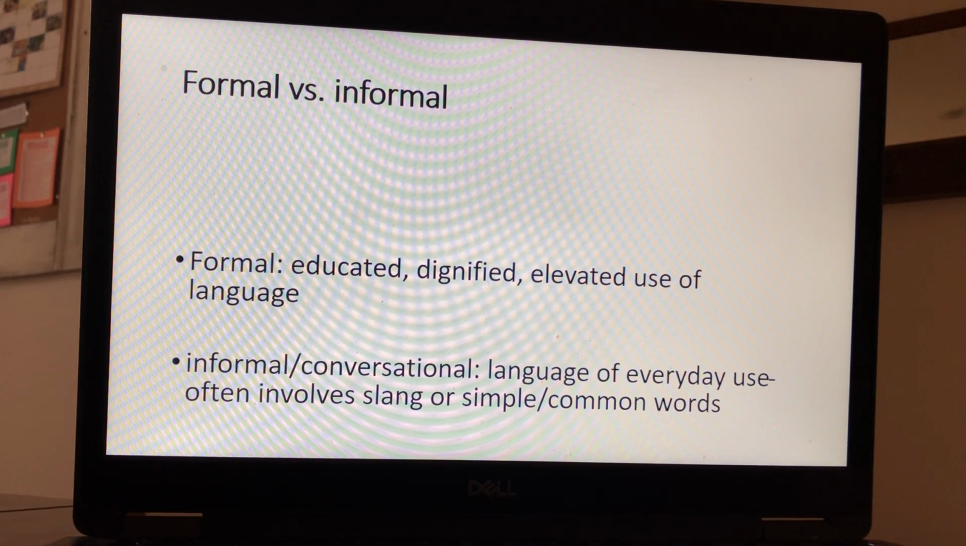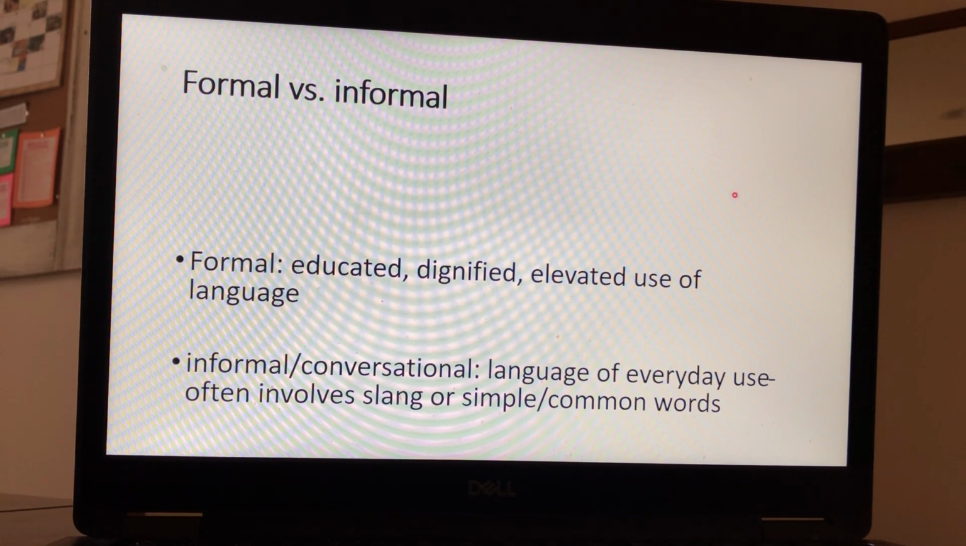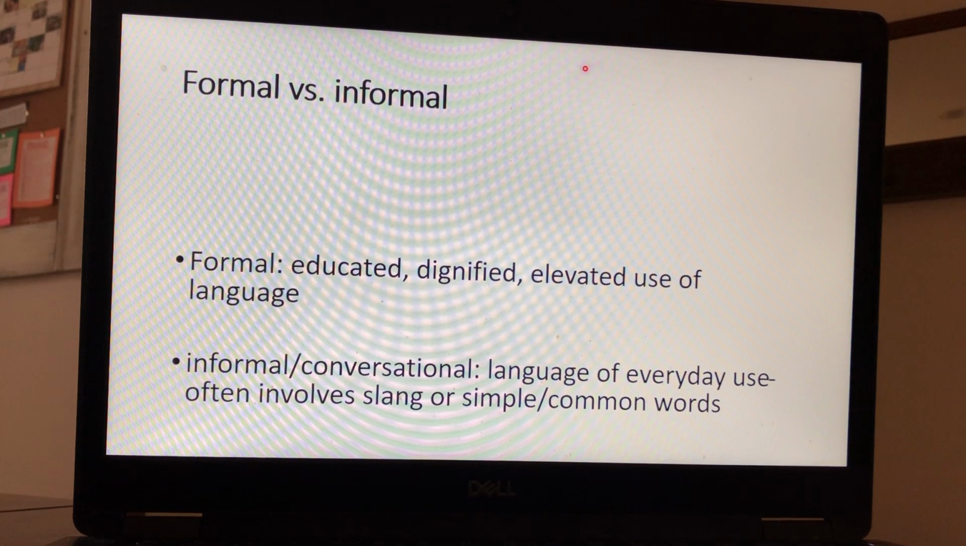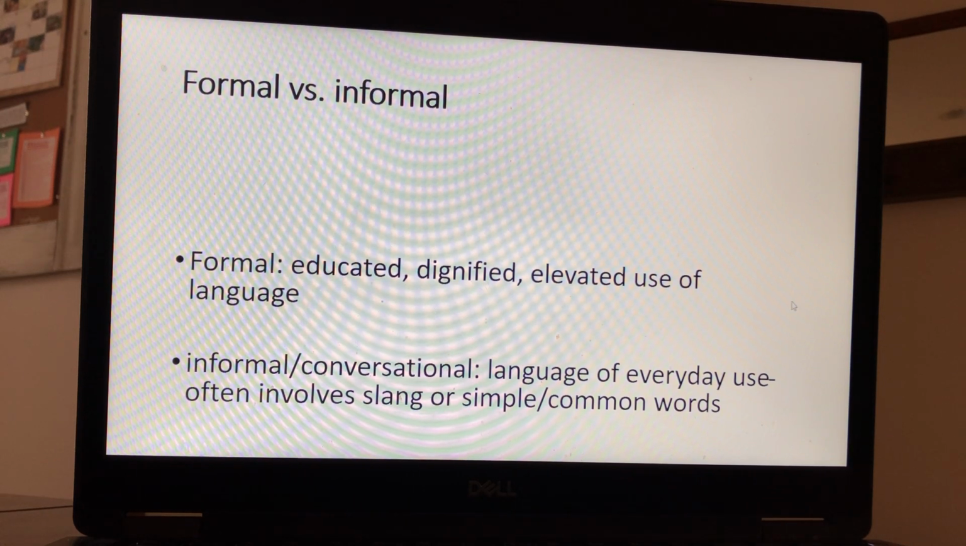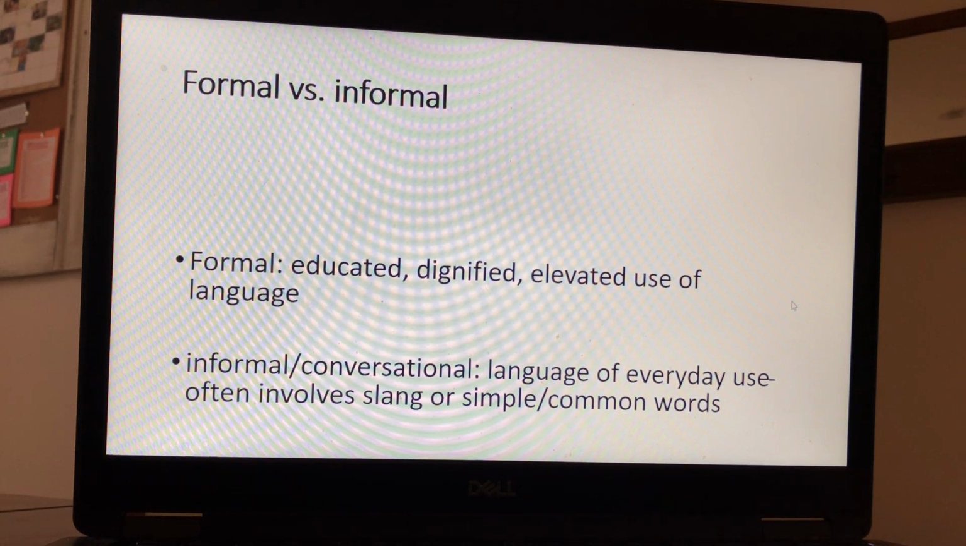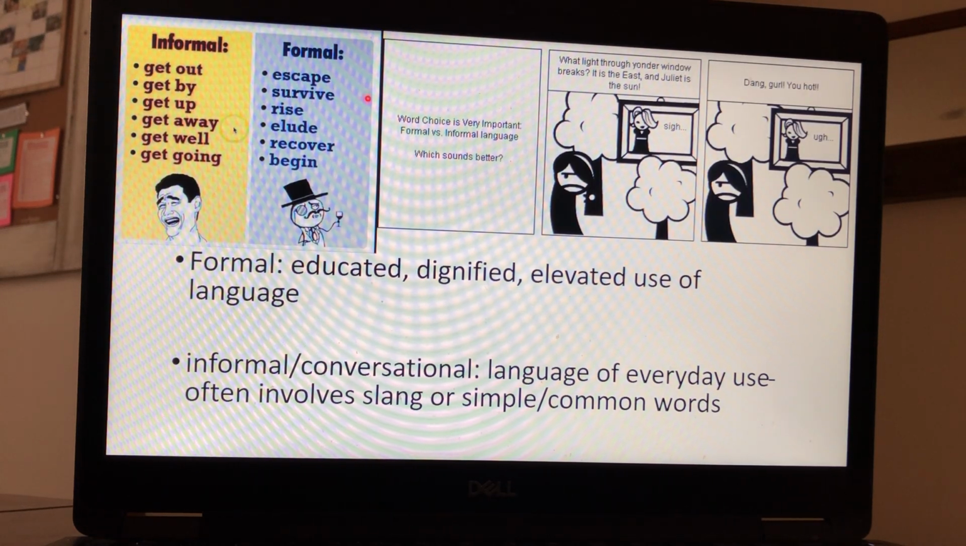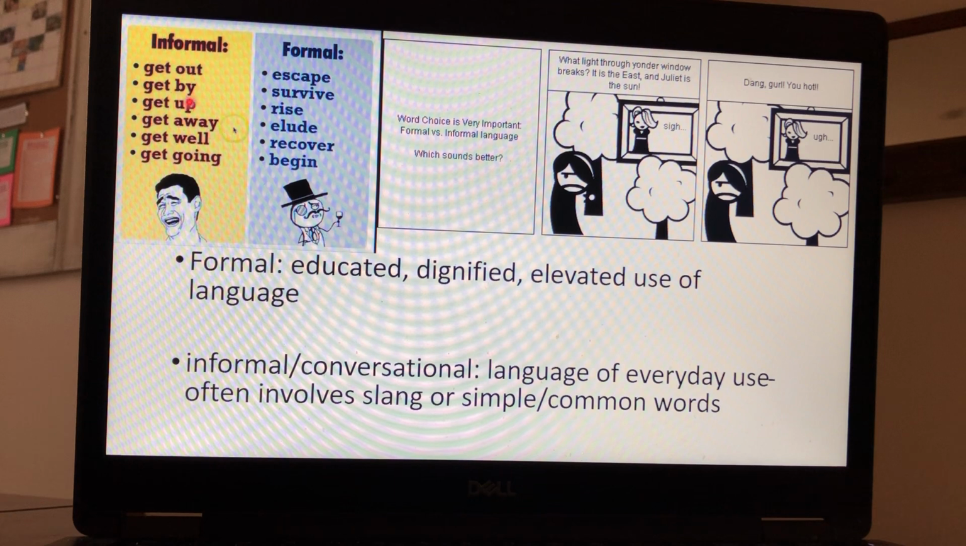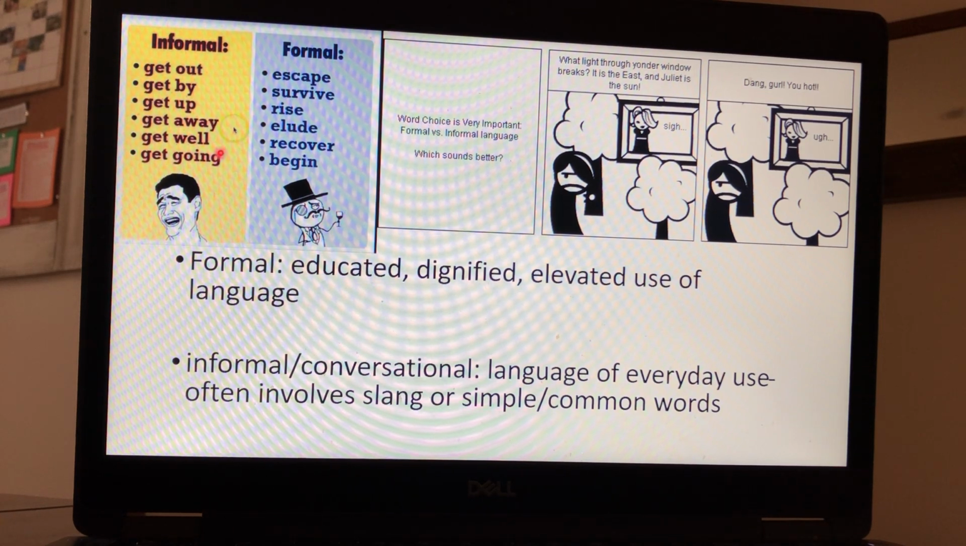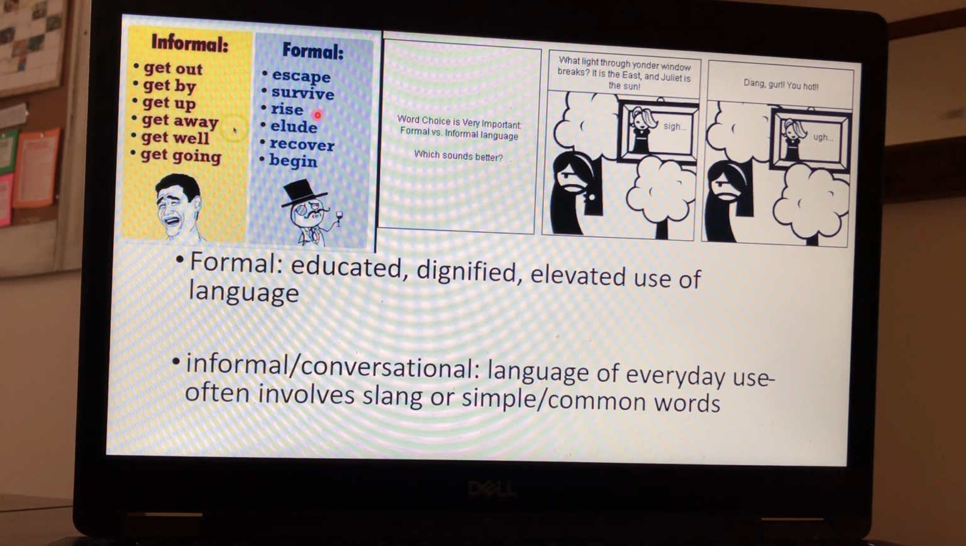And here's an example, right? Even this word is slang. You're hot. So him hitting on this girl, "Dang girl, you're hot," versus this more Shakespearean, formal, educated way to hit on her. And then just a few other examples right here. Informal is get out, get up, stuff like that. Formal is escape, rise, begin. So you can look through that.